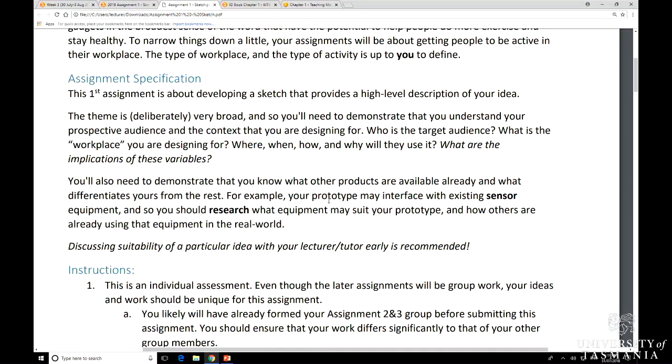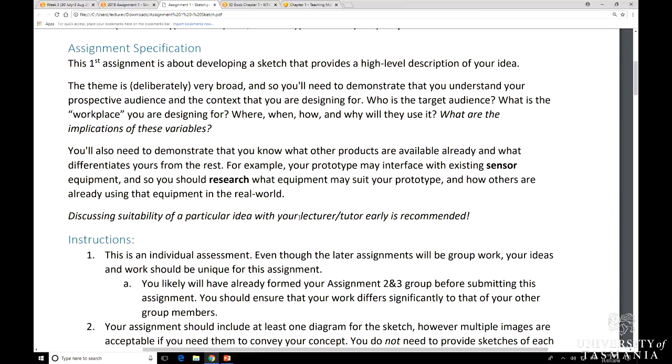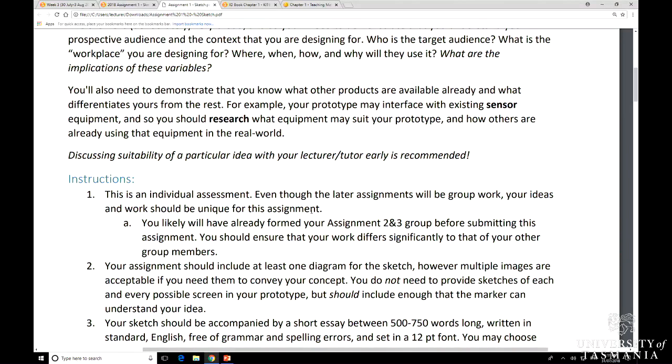Okay, so yeah, research and reference existing material. If you're unsure of the suitability of your idea, then have a chat with myself or your tutors.